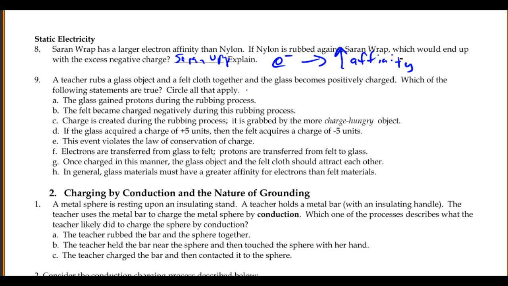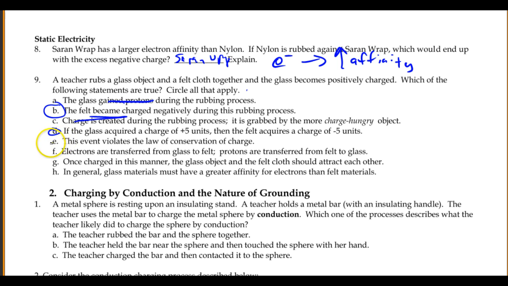Question 9: a teacher rubs a glass object with a felt cloth together and the glass becomes positively charged. Okay, so the glass gained protons, that can't possibly be true. The glass became positively charged, therefore the felt must have become negatively charged because of conservation of charge. Charge is never created, it's simply transferred from one to the other. If the glass acquired a charge of +5, then the felt acquires a charge of -5. That's true. They're going to have to be equal in size but opposite in value.